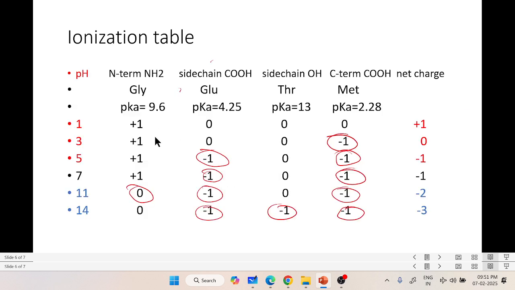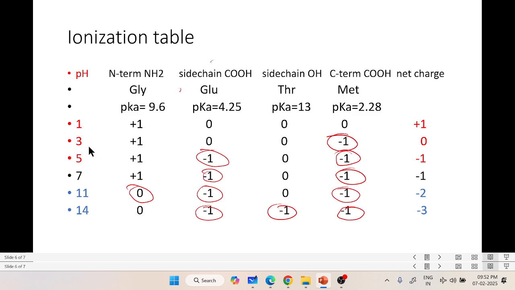Now let us look at the table. We'll make a table, and we are looking at the state of these ionizable groups at various pH. We'll start from pH 1. At pH 1, all the groups are protonated. So the glycine terminal amino group is in the NH3 plus state, so it has a charge of +1, and the glutamate, the threonine, as well as the methionine C terminal carboxyl group, they are all unionized with 0, 0, 0 charge. So the total charge is +1.